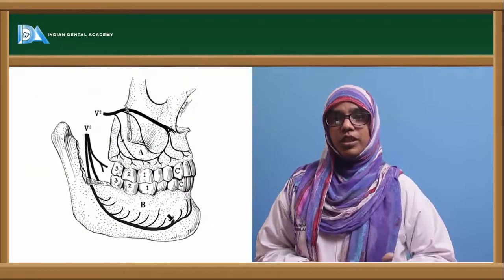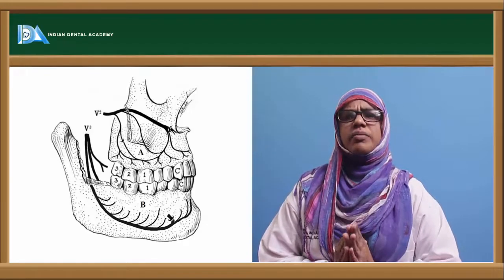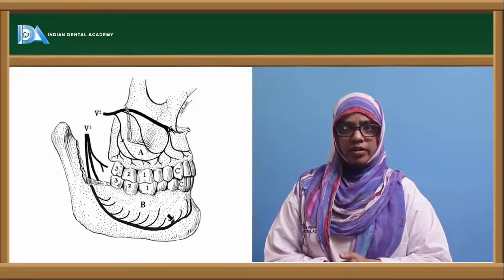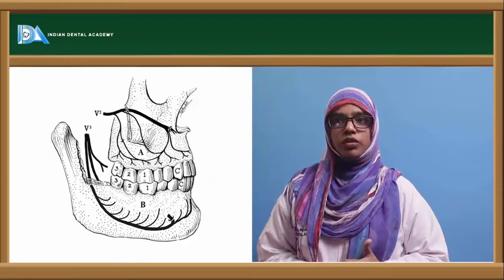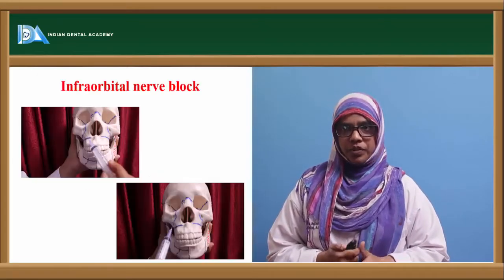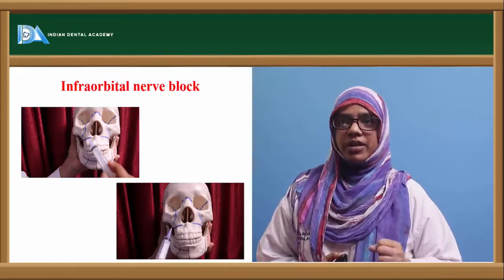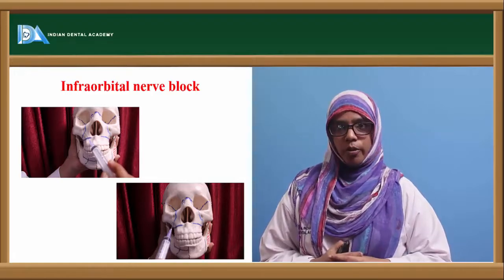Let's move on to the local anesthetic technique. We're all aware the maxilla is supplied by the maxillary nerve, which is the V2 division of the trigeminal nerve, and the mandible is supplied by the mandibular nerve, which is the V3 division of the trigeminal nerve. Now, let's begin with the technique of the maxillary nerve blocks. We begin with the infraorbital nerve block.